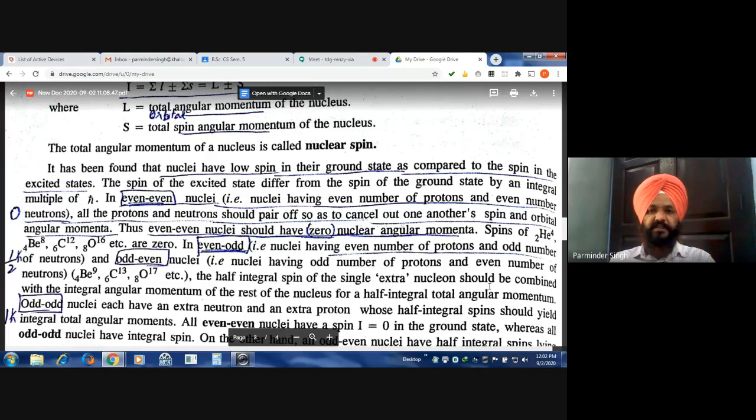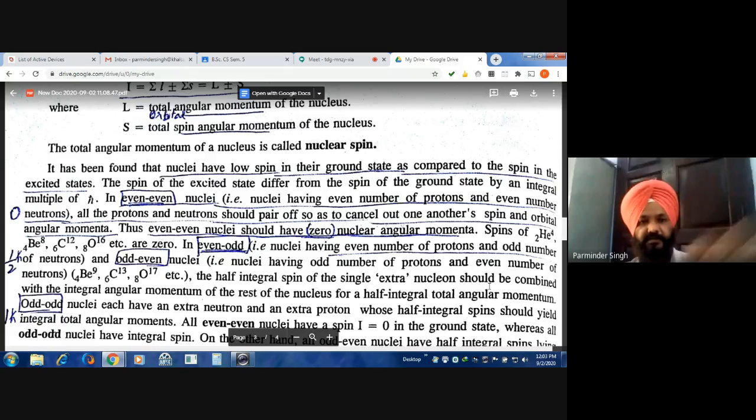Even nuclei means nuclei having an even number of protons and an even number of neutrons in a single atom. Suppose we take a carbon atom, in which an even number of protons and an even number of neutrons are present. Sometimes an even number of protons and an odd number of neutrons are present. In another situation, an odd number of protons and an even number of neutrons are present. And in the fourth situation, both an odd number of protons and an odd number of neutrons are present. So there are four conditions.